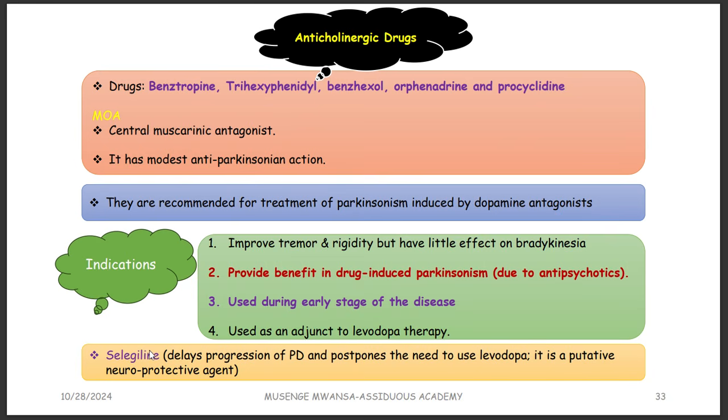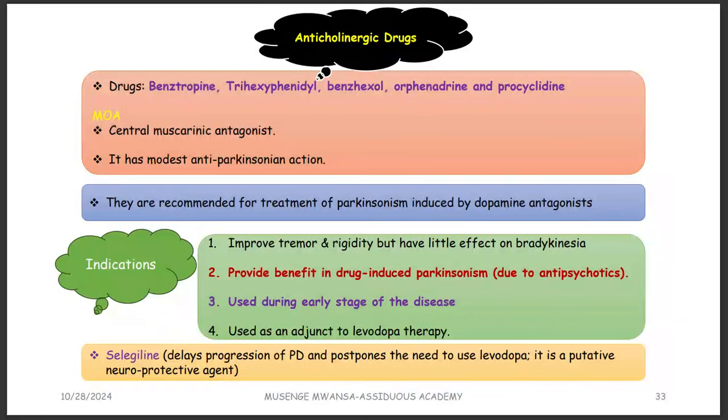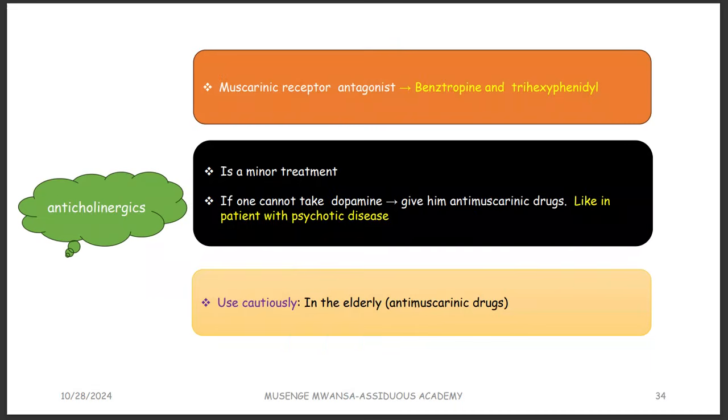Now, selegiline is an MAO-B inhibitor. This guy is good. You can give it. It is going to delay the progression of PD, Parkinson's disease, and it can postpone the need to use levodopa. Meaning that, remember the initial treatment according to our good doctor, the antimuscarinics and selegiline. So when you give that selegiline, it will postpone the time for you to use the levodopa. And that is going to be good because whatsoever levodopa's side effects are will not be coming because you're not using it. At least you've taken a bit of time.